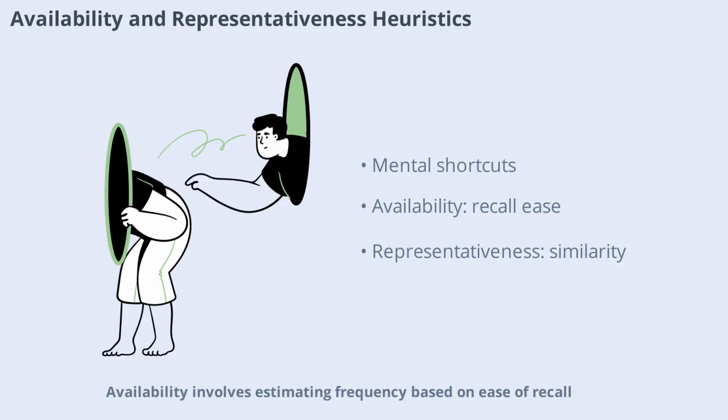Availability involves estimating frequency based on ease of recall, while representativeness judges category membership based on similarity to a prototype. Both heuristics can lead to errors, such as overestimating rare events or neglecting base rates. Recognizing these shortcuts helps us make more accurate judgments.